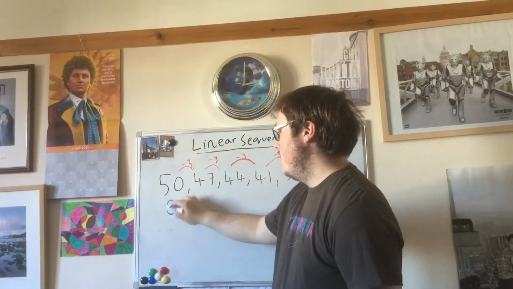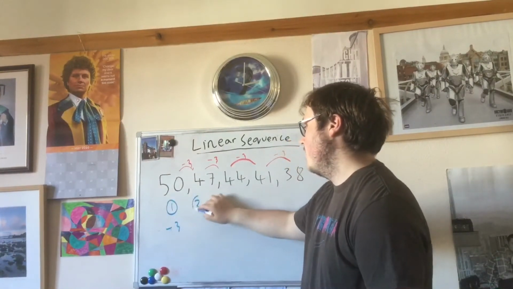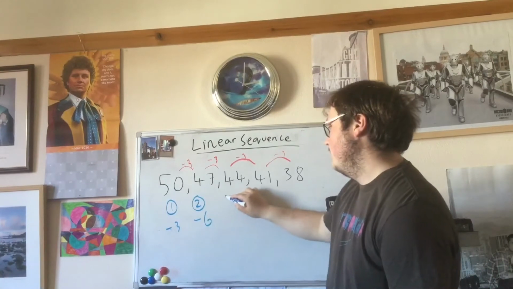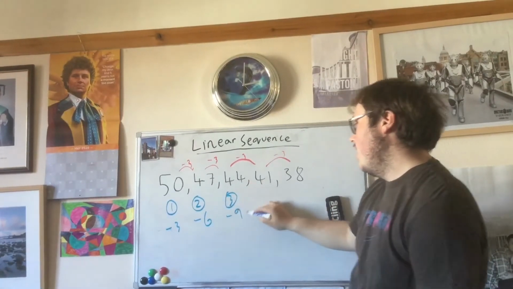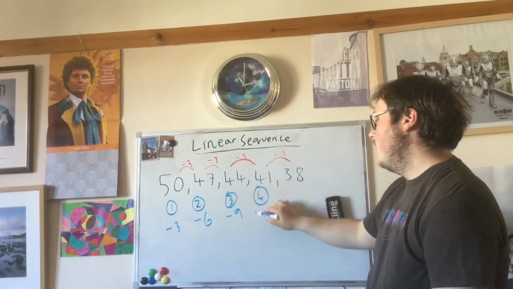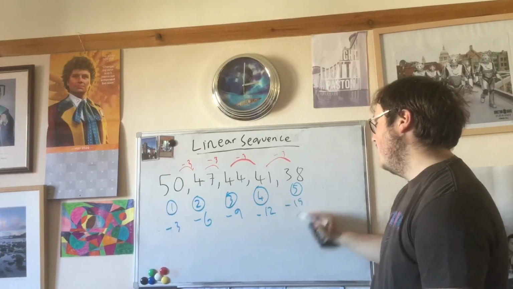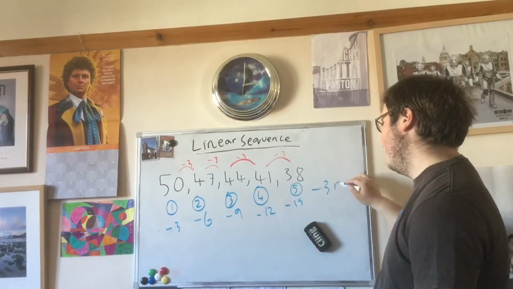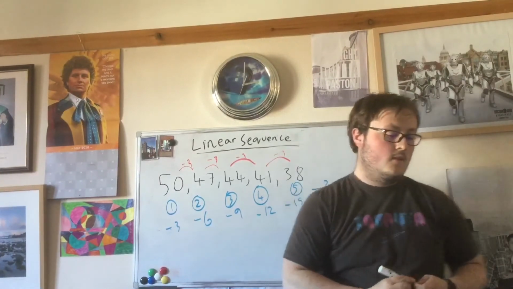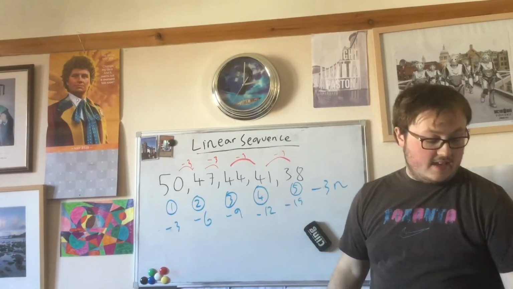So -3, -6, -9, -12, -15. So it's -3n. So how do I make them the same?